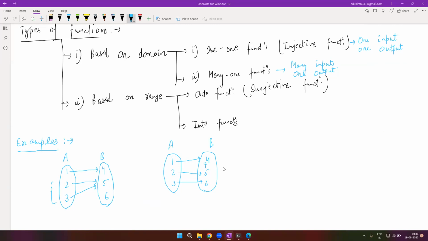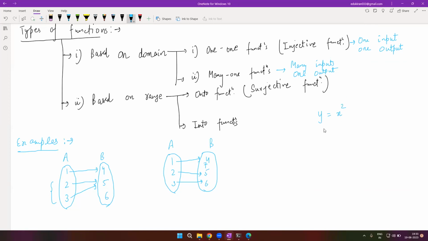Now let's come to the second part: onto and into functions. So we do know about whether the function is one-one or many-one. We can identify that. If there are two or more inputs which are giving us the same output, then we say that the given function is many-one. Just a simple thing.